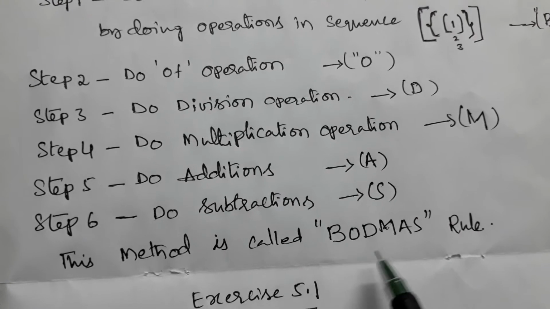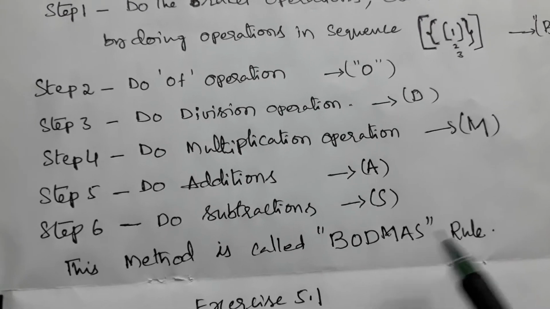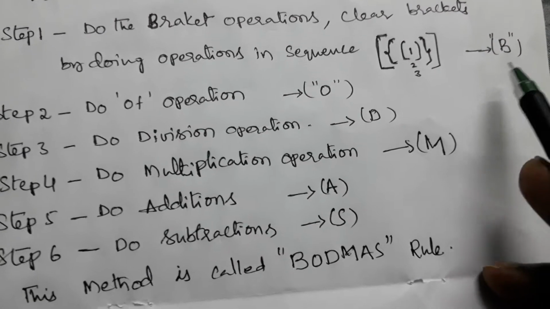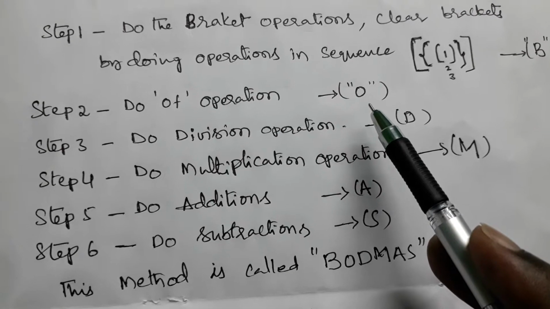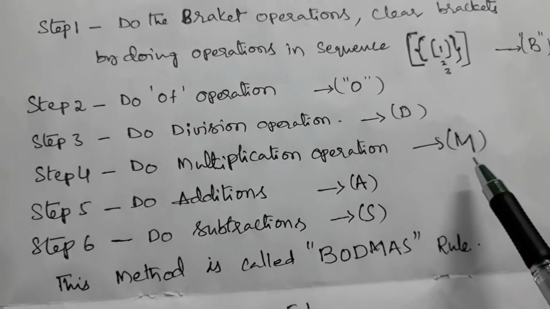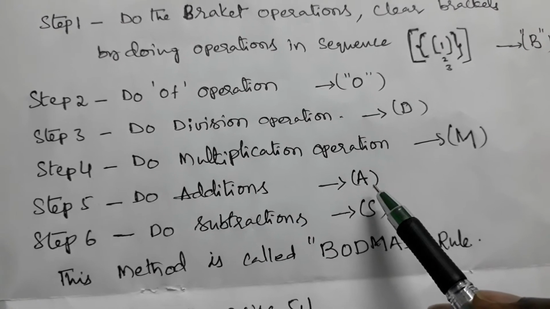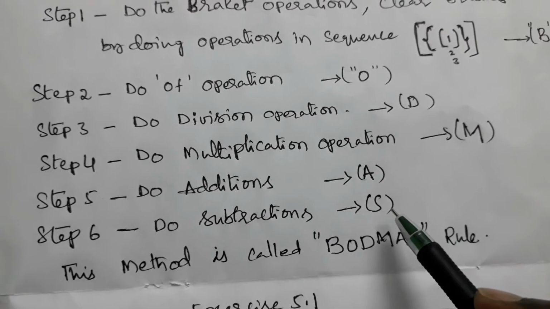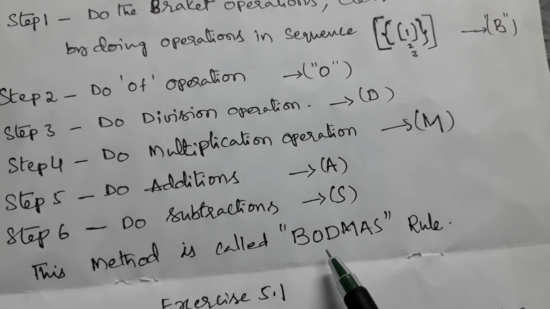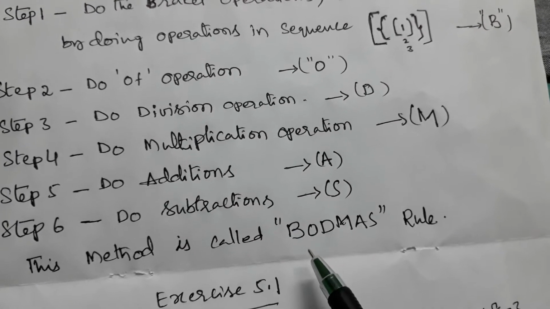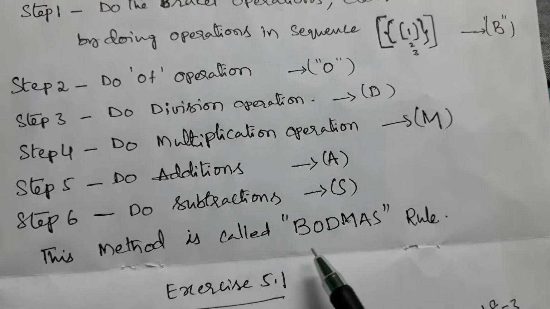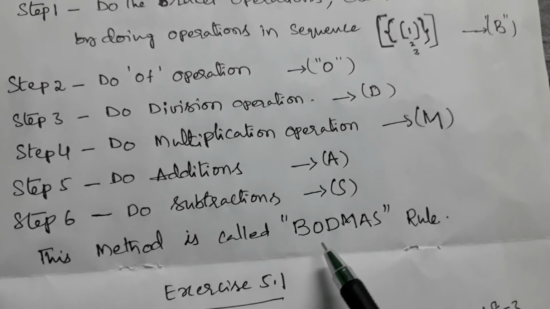This method is called the BODMAS rule. Why can we say BODMAS rule here? B for brackets, O for OF, D for division, M for multiplication, A for additions, S for subtractions. So in this order we have to solve the expressions. That is why the expression solving method is called the BODMAS rule.